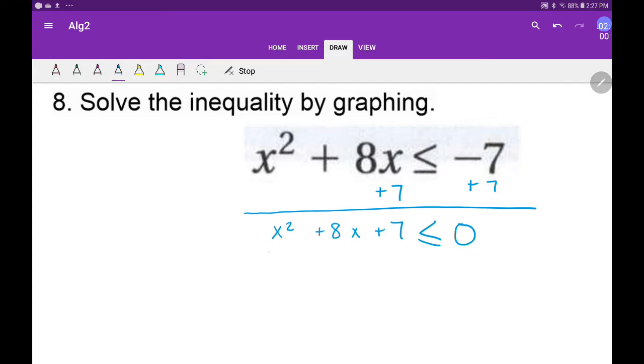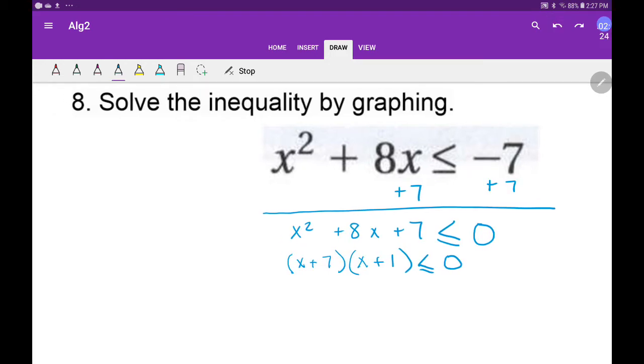Okay, so we need to factor this. And I don't think we're going to need the quadratic formula. I think I can just say x plus 7 and x plus 1. And if you multiply that out, that is indeed the same thing. So I didn't need the quadratic formula, which is nice, because 7 times x and 1 times x gives me my 8x, right? You can see where that goes. It is the same.